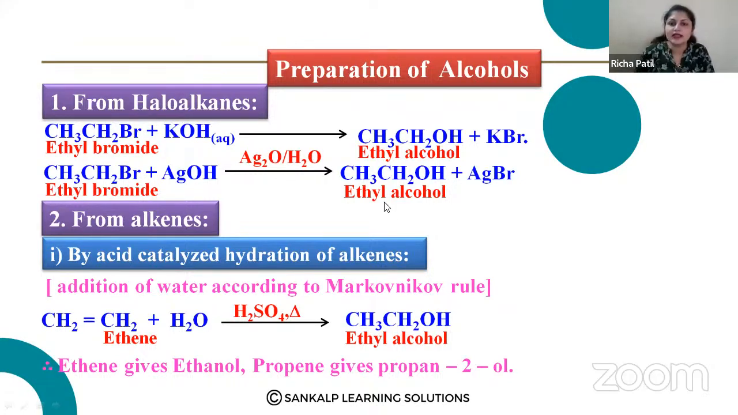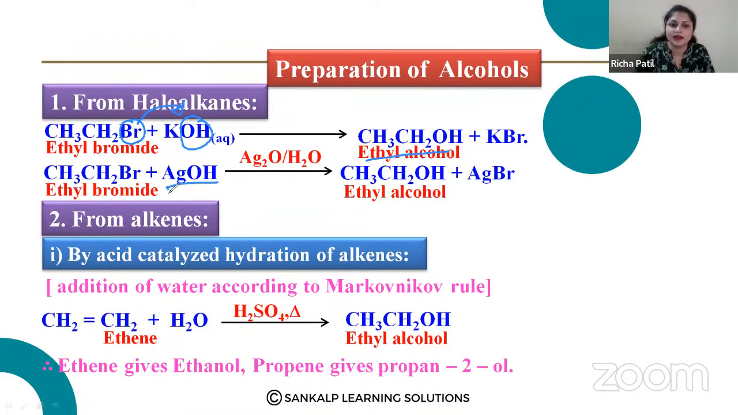So this is one example of how you can prepare your alcohol. Br is replaced by OH, so it is ethyl alcohol.